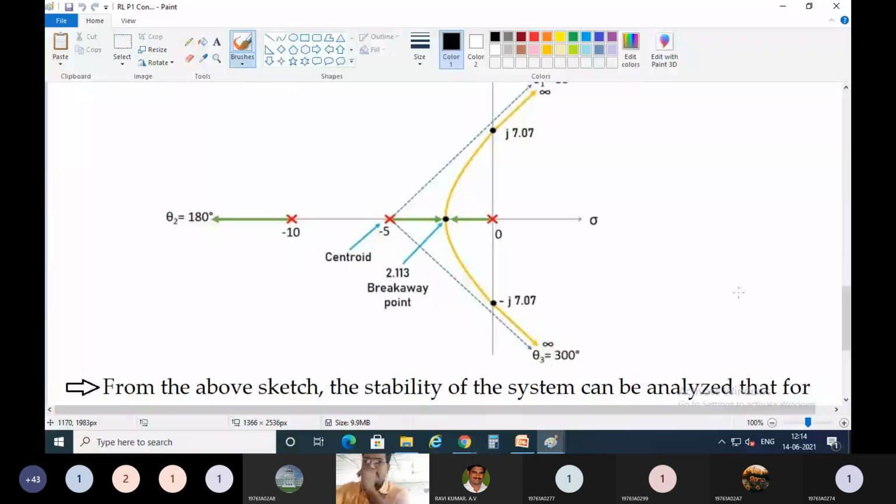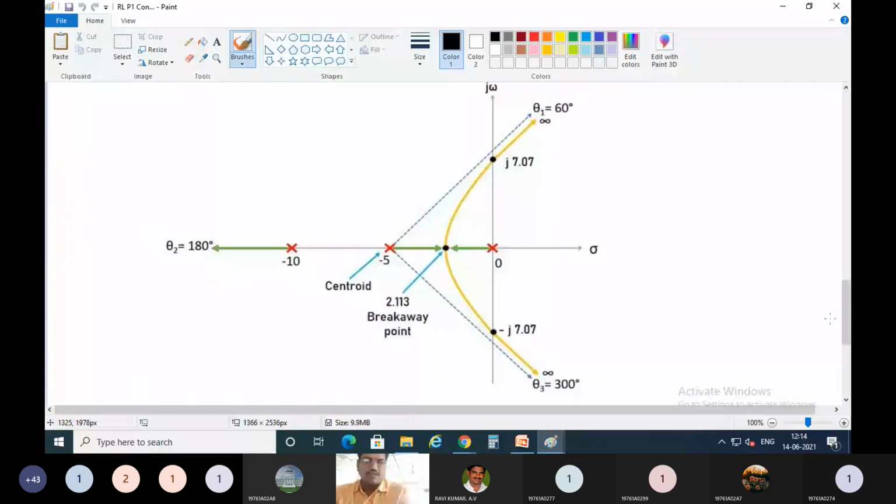This is the root locus. All of you draw a graph today compulsorily, with the real axis and imaginary axis. What are the roots? S is equal to 0, S is equal to minus 5, S is equal to minus 10. So these are the three roots: 0, minus 5, minus 10. So we need 3 root locus branches.